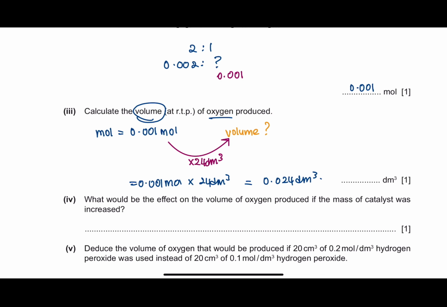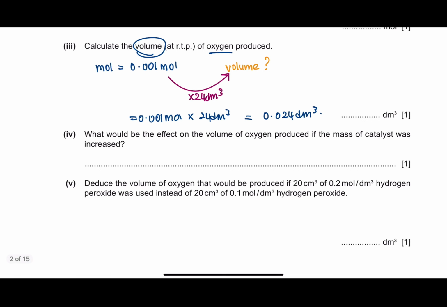dm³ of oxygen. Now question 4 is asking what would be the effect on the volume of oxygen produced if the mass of catalyst was increased. This question is also not exactly related, however I'll just give a brief explanation. The amount of catalyst has nothing to do with the volume produced, therefore there will be no change.